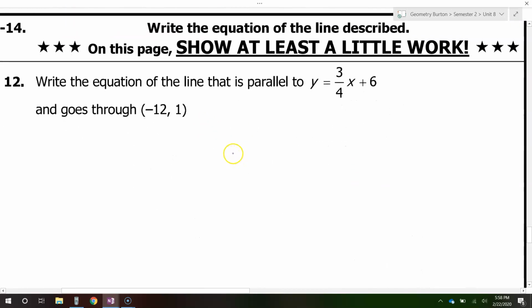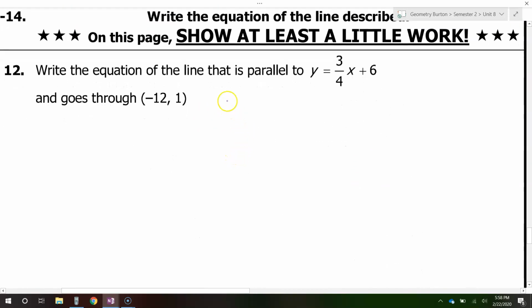All right, what's next? Write the equation of the line that's parallel to this, but goes through this point. Okay, parallel lines have the same slope. Okay, that's the key. Same slope. All right, and the slope is right here. The y-intercept is irrelevant, so I'm going to scribble that out.